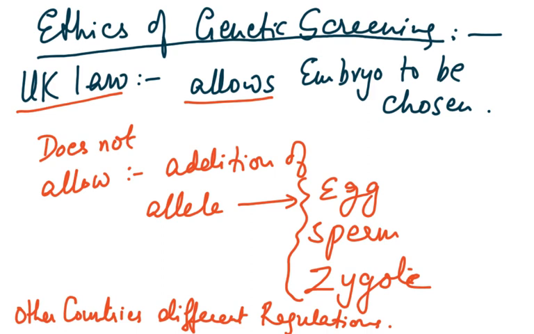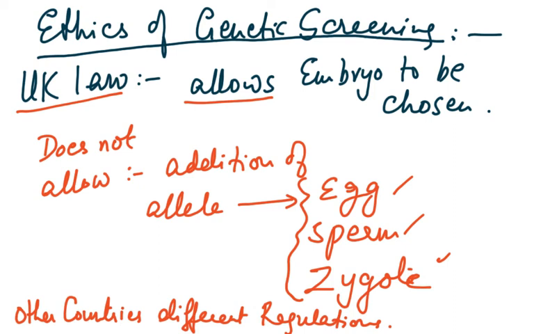Now, ethics of genetic screening. The UK law allows embryos to be chosen, that you could choose an embryo with the correct allele and then we implant it into the uterus. But it does not allow the addition of an allele to either an egg or a sperm or the zygote. But then other countries have different regulations, so people will go to those countries and have those treatments done.